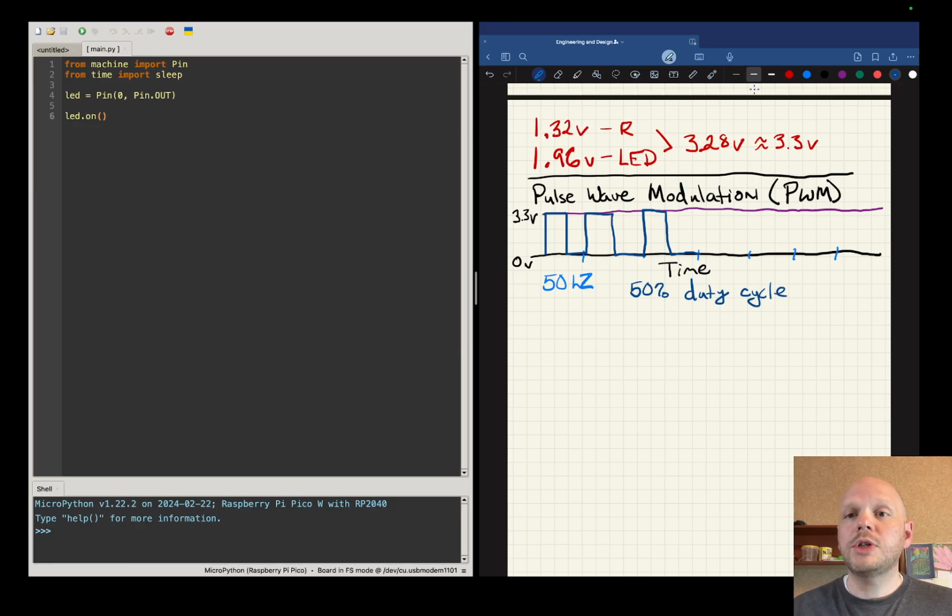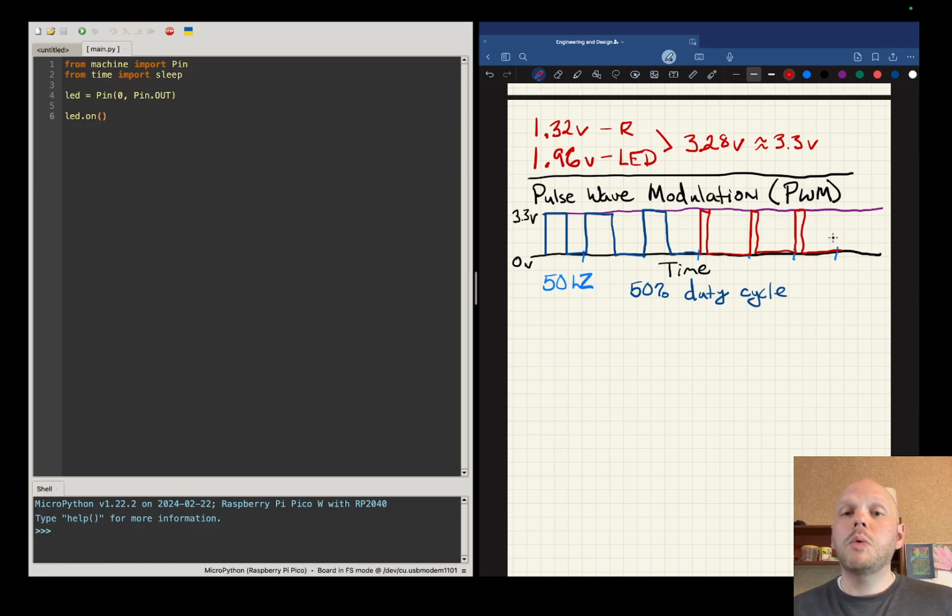Over here, let's say we changed it to a 10% duty cycle. Well, it means that it would be on for 1/10 of the time. Sorry, this is snapping to straight lines. And then it would be off for 90% of the time. And on for 1/10 of the time, and off for 90% of the time, and so on and so forth.